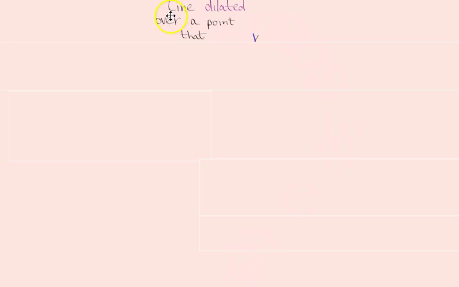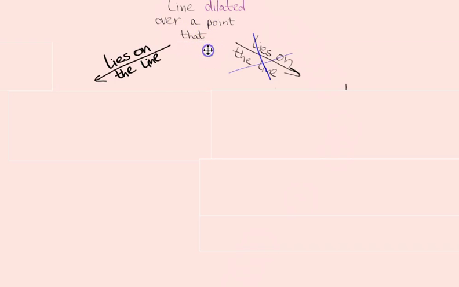Anytime we have a line dilated over a point, we first need to see if that center of dilation actually lies on the line itself or it doesn't. If it lies on the line, you can confirm it by taking its coordinates x and y and seeing if its equation is actually true. In that case, the image will have the same equation as the original line.